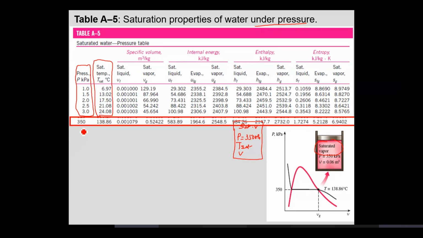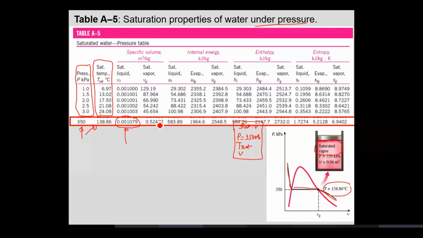Very good. So you'll go to the pressure value of 350 kilopascal and read the temperature just next to it, which is the saturation temperature. So this line, which is a constant temperature line, would be at 138.86, the saturation temperature. And the specific volume would be 0.001079. This would be the specific volume of saturated vapor. Is it so?